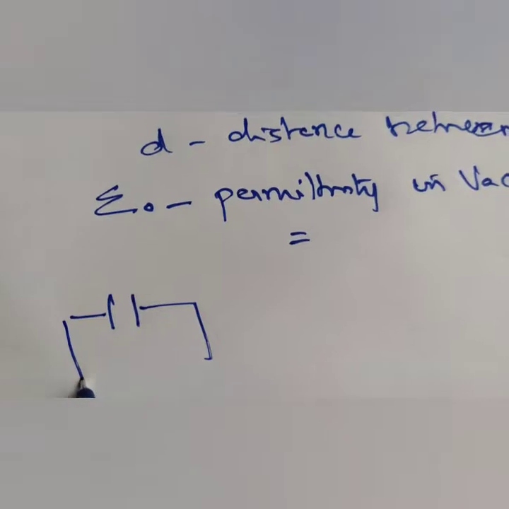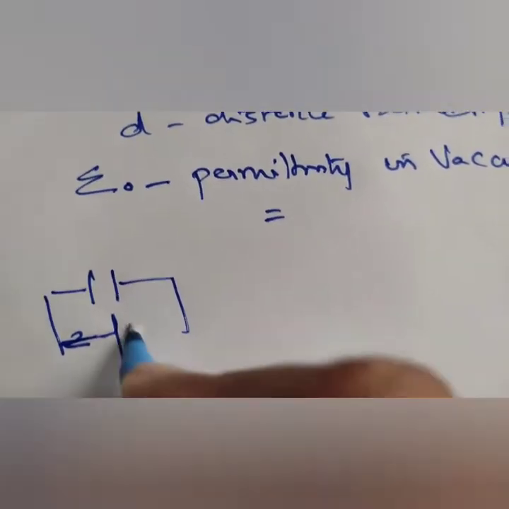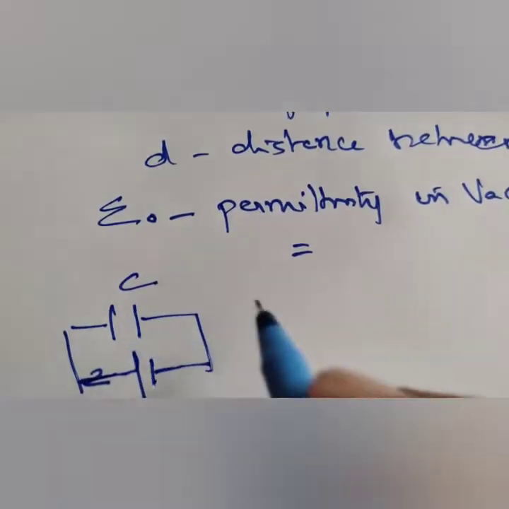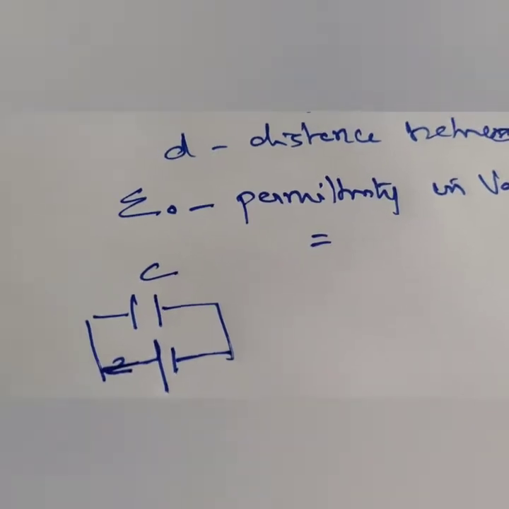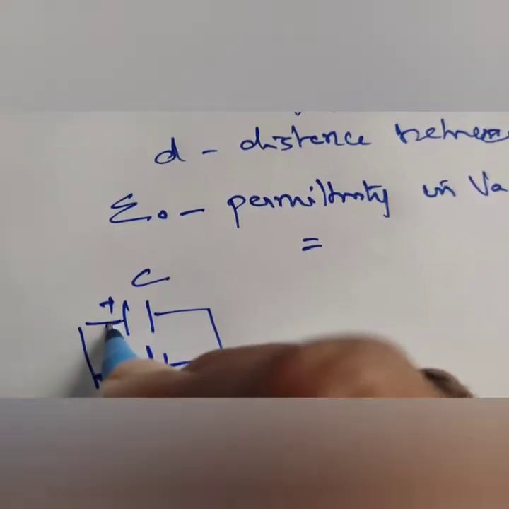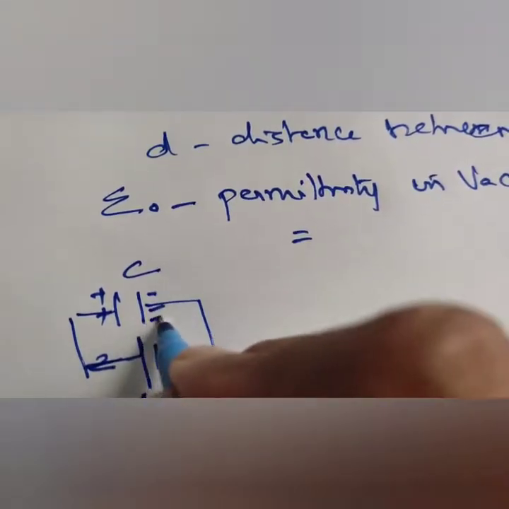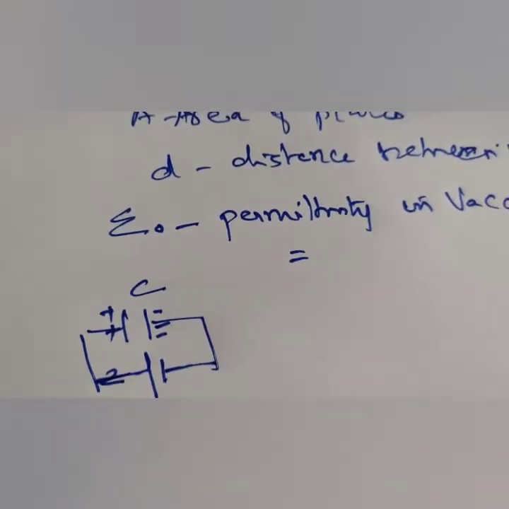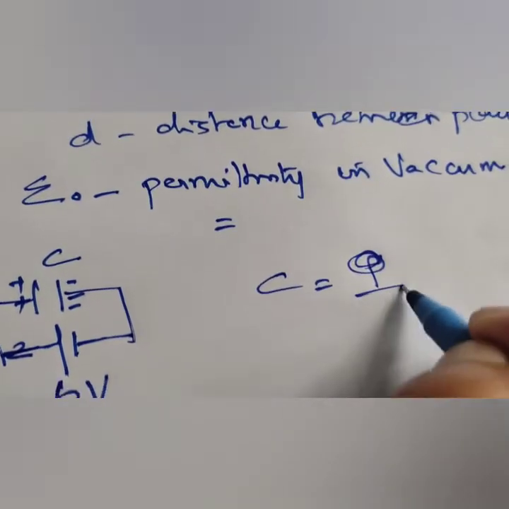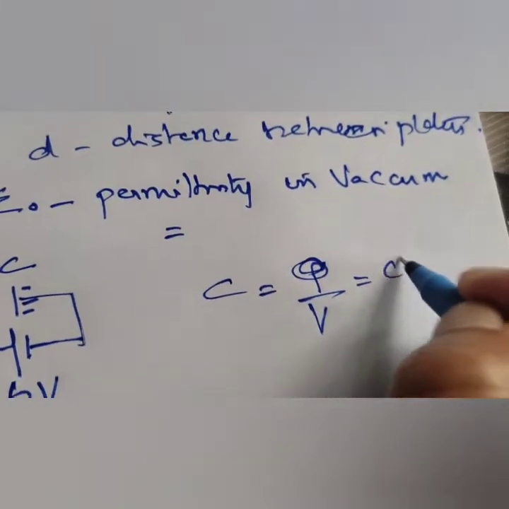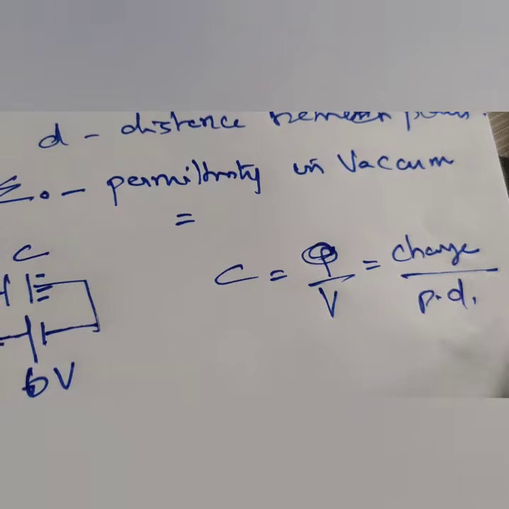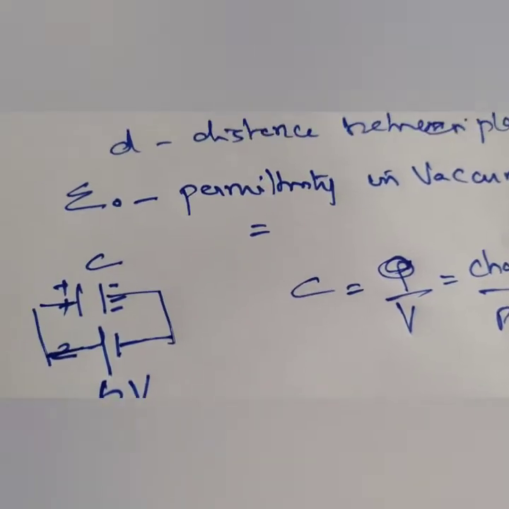You can charge a capacitor by voltage using a battery. C is a capacitor. If it is connected to a battery of 6 volt, then this plate will be positively charged and this will be negatively charged. C is equal to Q by V. Charge it to a potential difference. C is equal to Q by V.